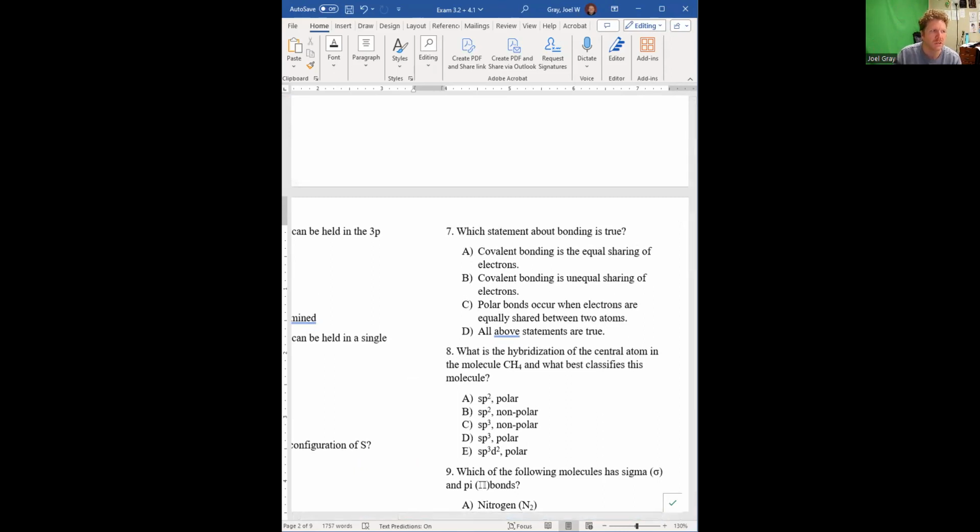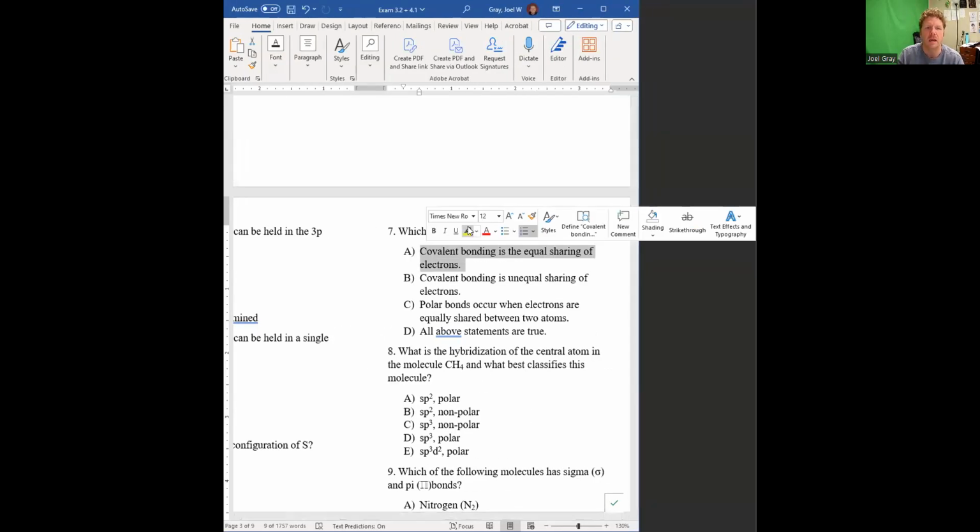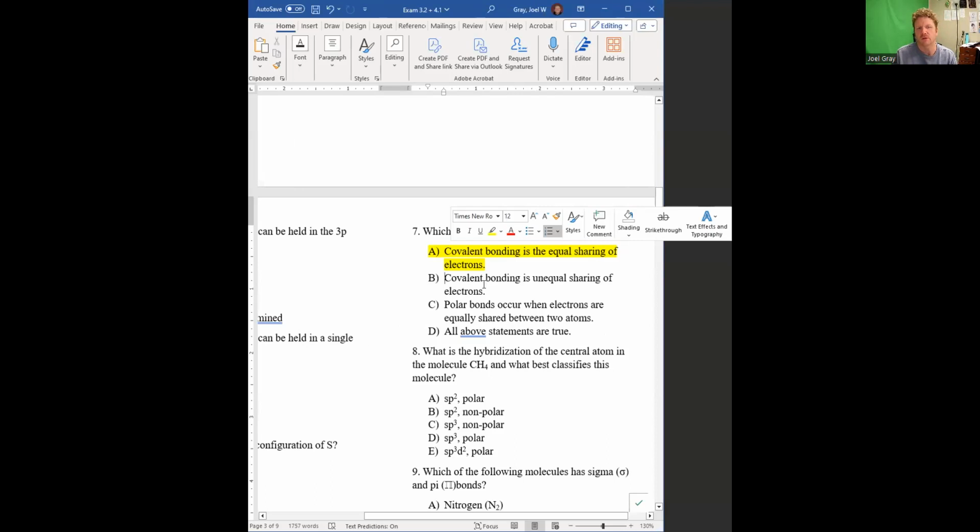Next up, question number 7. Which statement about bonding is true? A, covalent bonding is equal sharing of electrons. B, covalent bonding is unequal sharing of electrons. C, polar bonding or polar bonds occur when electrons are equally shared between 2 atoms. And D, all of the statements above are true. The correct answer here is A, covalent bonding is equal sharing of electrons. Remember, there's covalent, nonpolar, and then there's polar, and then there is ionic bonding.